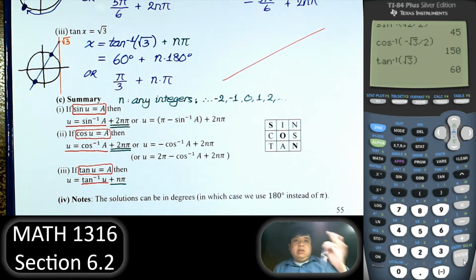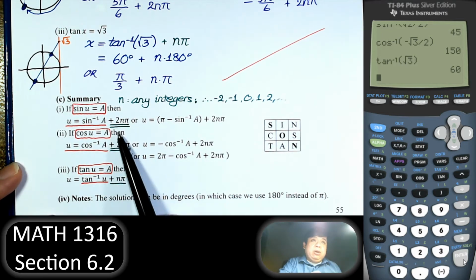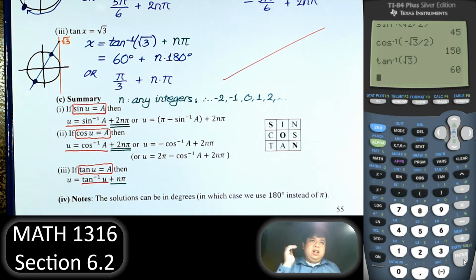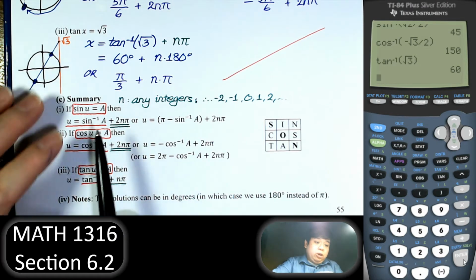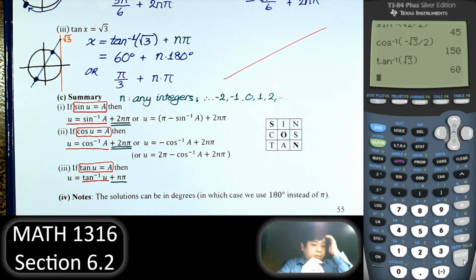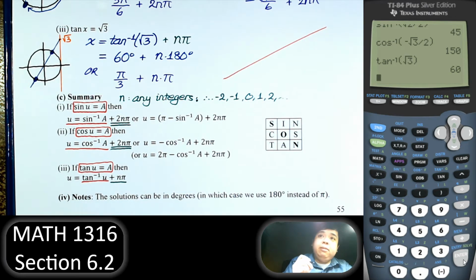We take the inverse, and then we add n times a period, whether sine, cosine, or tangent. Of course, if it is secant, cosecant, or cotangent, we do that differently. We convert to these three functions first. Right. Next.